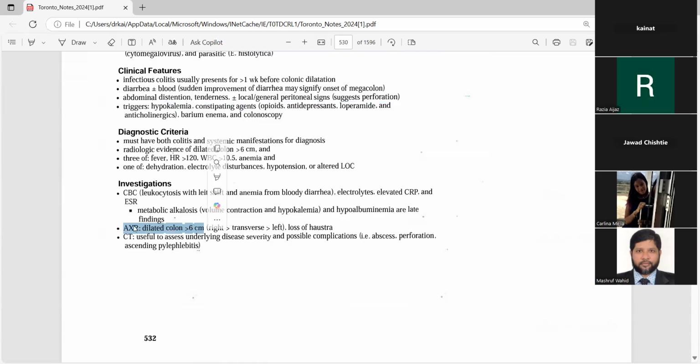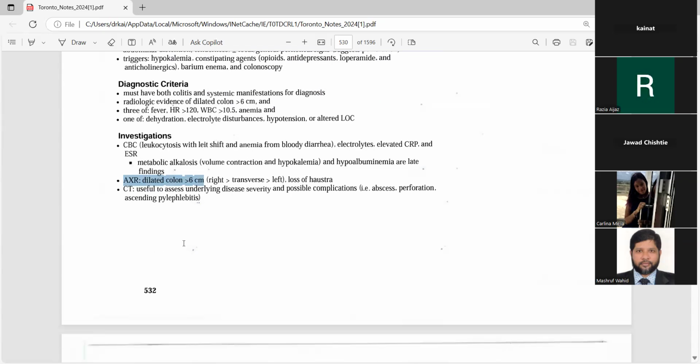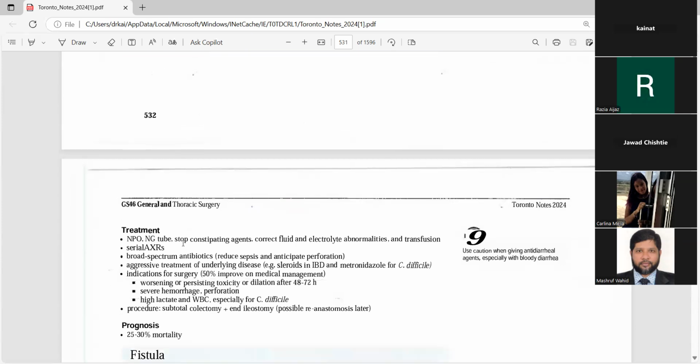Then maybe there is colitis or any other diagnosis. Radiological findings, then CBC, ESR, and then AXR, abdominal X-ray. CT scan is useful to find the underlying disease, but not very helpful for the diagnosis. NPO, NG tube for decompression, stop constipating agents. And what are those constipating agents? Like medicines, and then electrolyte correction, basically hypokalemia.